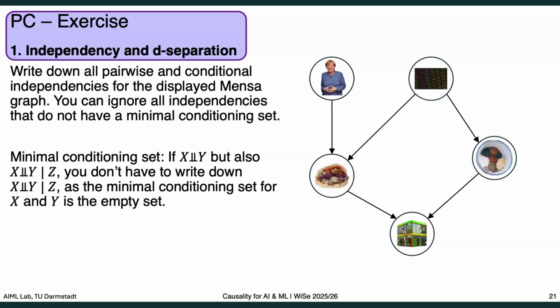All right, a fun exercise that we can then present next week. Let's go back to the first example. Here the first task is basically a repetition of the previous lecture. Let's say we have this graph; write down all pairwise and conditional independencies for that displayed graph. You can ignore all independencies that do not have a minimal conditioning set, which means if two variables are already independent without conditioning on anything, you can stop there and don't need to consider any other sets where they're still independent. So task 1: get all independencies here.